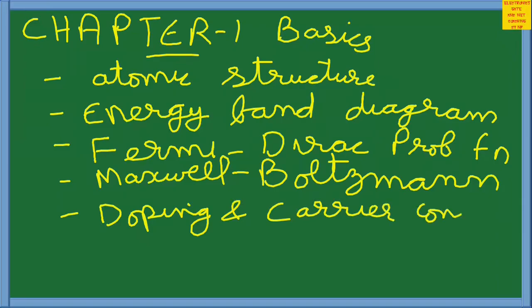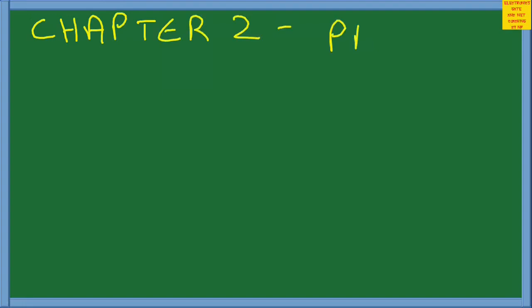And then finally, we will study the electric field that is developed in the case of semiconductor and the equations for that electric field. Then we will move to our chapter 2. In chapter 2, we will discuss the p-n junction. So chapter 2 is all about p-n junctions.